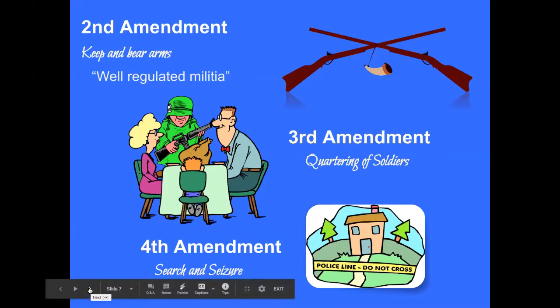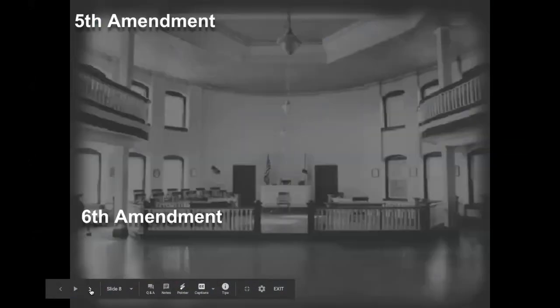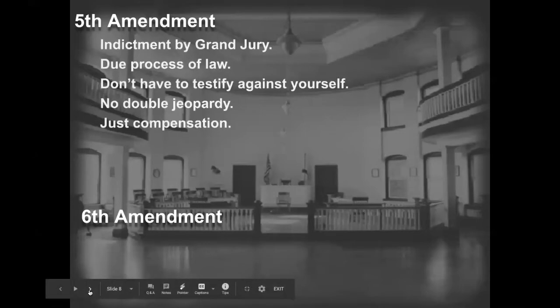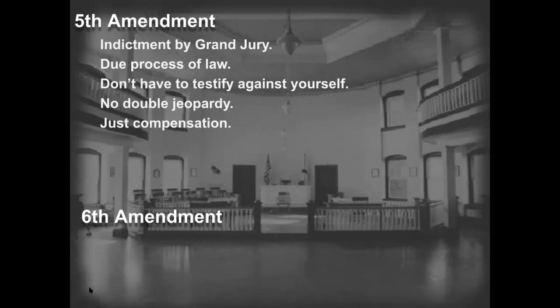ourselves or our property. The Fifth and Sixth Amendments have to do with the courts and the rights of those who are accused of crimes. This was very important to the framers of the Constitution. And in the Fifth Amendment, these are the protections that are given to us. There will be an indictment by a grand jury. Very importantly, there will be due process of law, protection of due process of law, and that will come up again in just a moment when we look at the 14th Amendment.